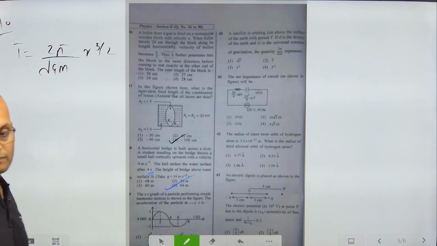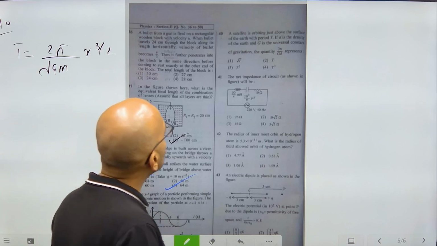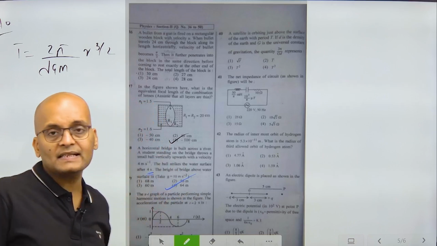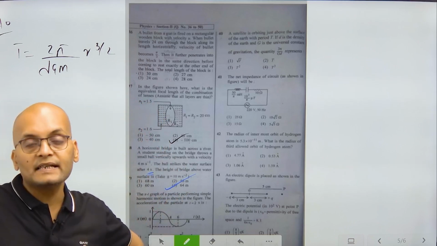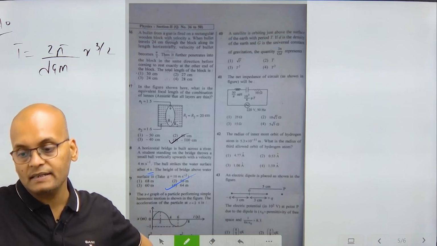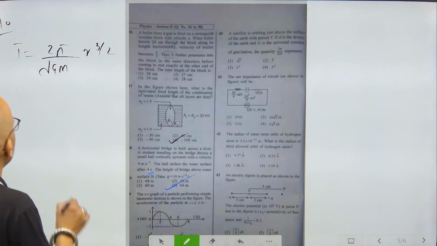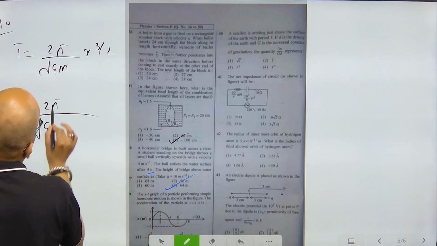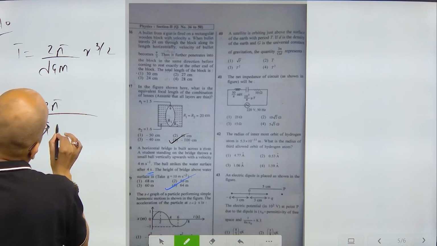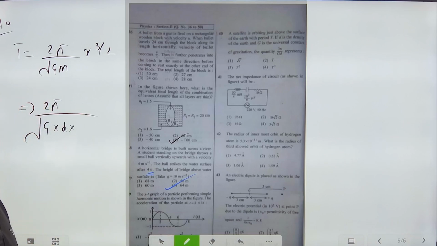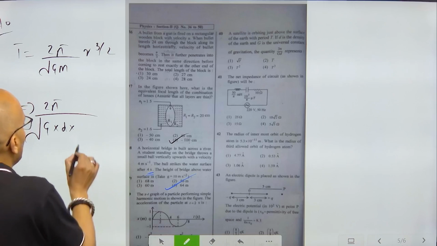Fine. Now values are given, please apply. Density is given to us. Okay, in place of mass, density is given. Density is equal to mass upon volume. So mass is equal to density into volume. So in place of mass, I can write density into volume. Volume is what? This is spherical, 4 by 3 pi r cube.